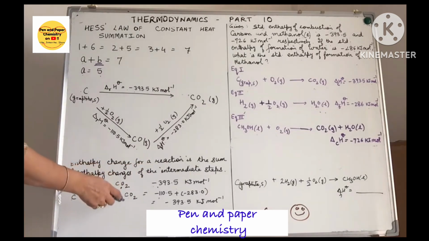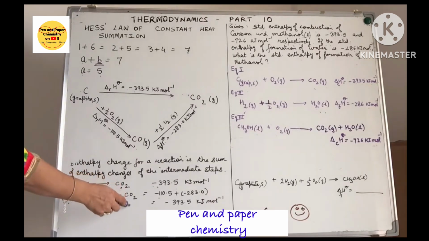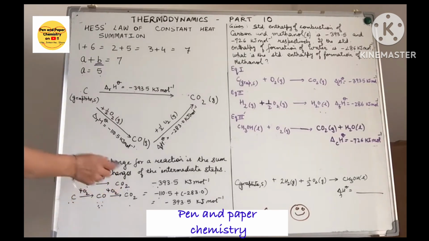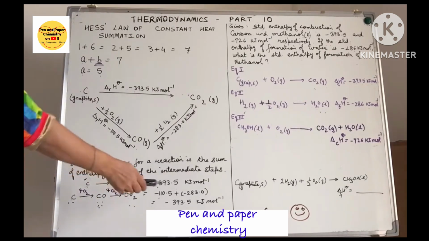The same conversion can be achieved by converting carbon to carbon monoxide and carbon monoxide to carbon dioxide, all by the process of oxidation or combustion. Now, it is difficult to control the partial oxidation of carbon to carbon monoxide. This is easy. We can determine carbon monoxide to carbon dioxide. This combustion can also be determined by the value of delta H.